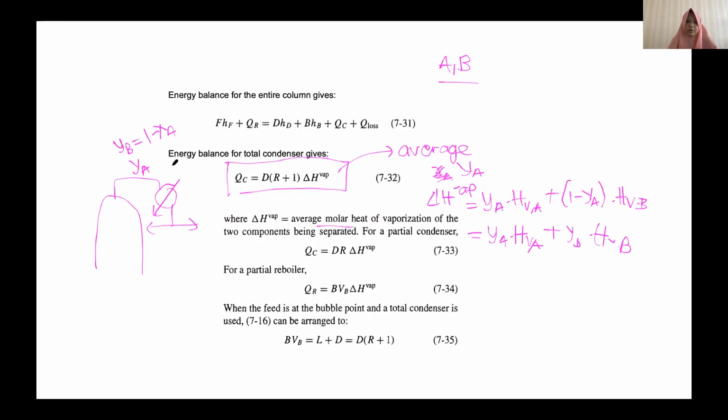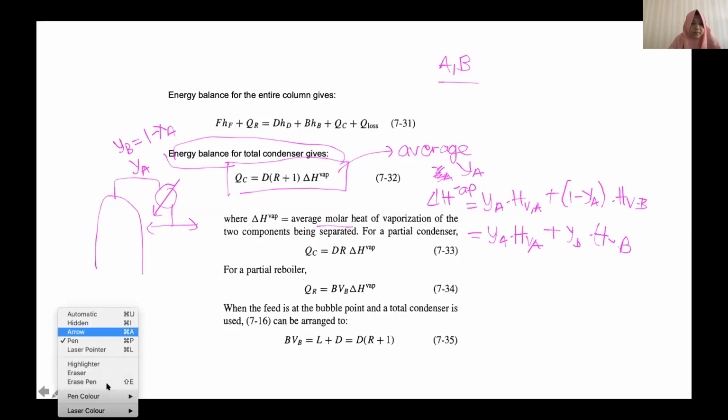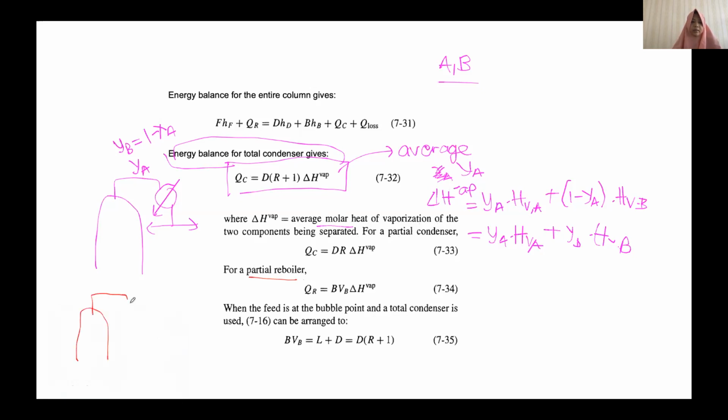Okay, so this is for a total condenser. For a partial condenser, I'm going to write in a different color maybe. For the partial condenser, the schematic would look like this. This is the liquid going there, and this is the vapor, the distillate.